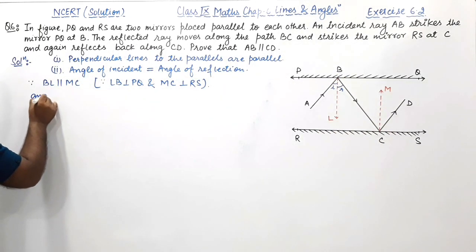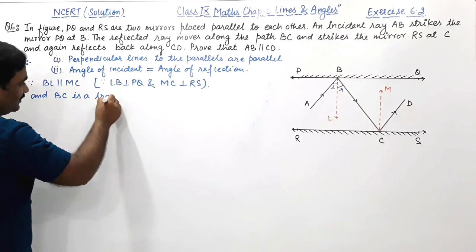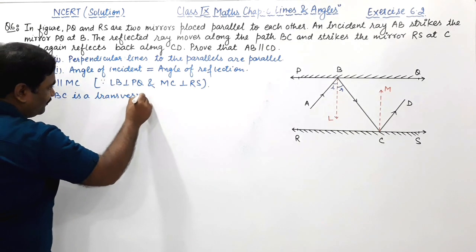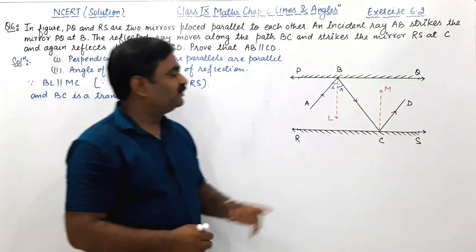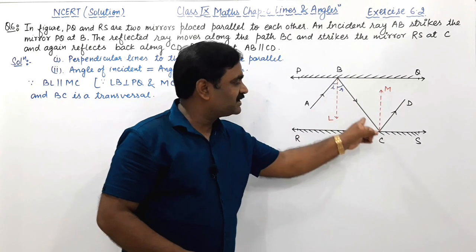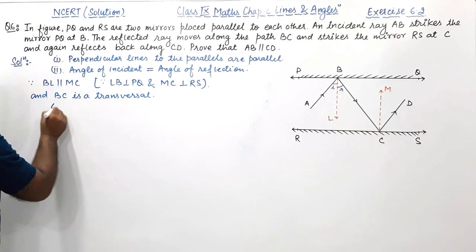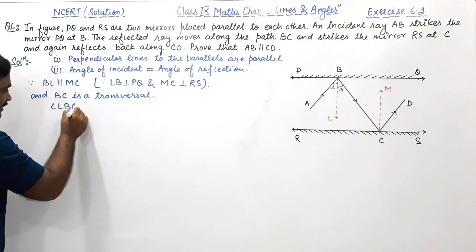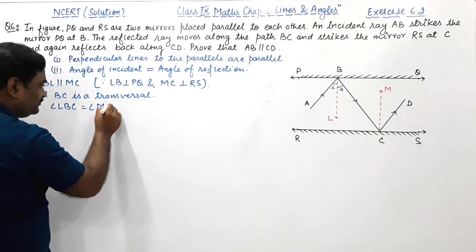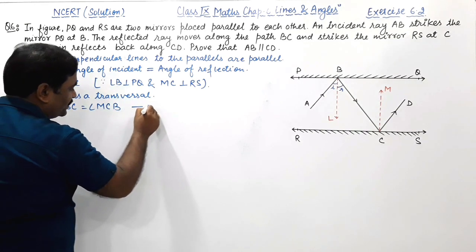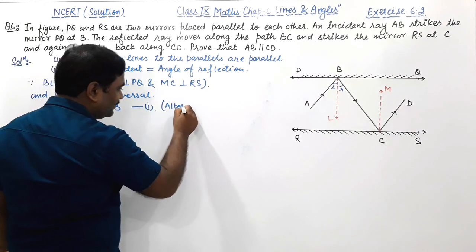BC is a transversal, right? If BC is a transversal, then alternate interior angles will be equal, meaning angle LBC is equal to angle MCB. Angle LBC is equal to angle MCB. Say this is equation number 1, and the reason is alternate interior angles, alternate angles.